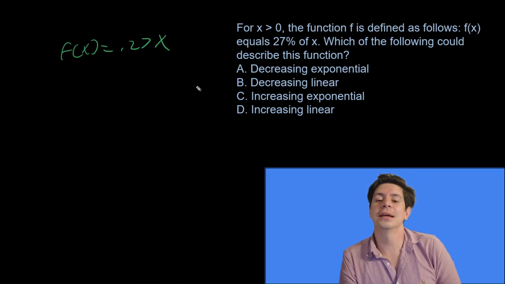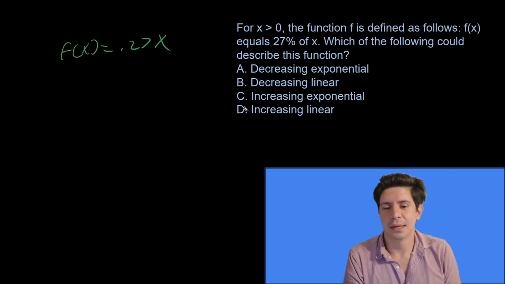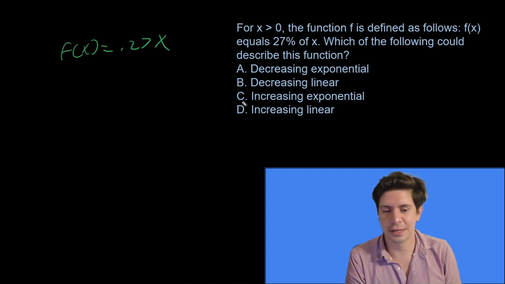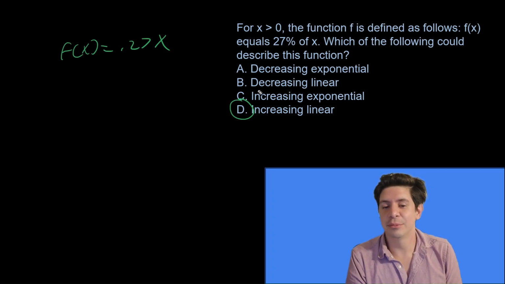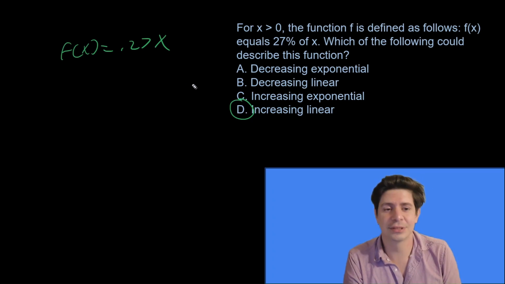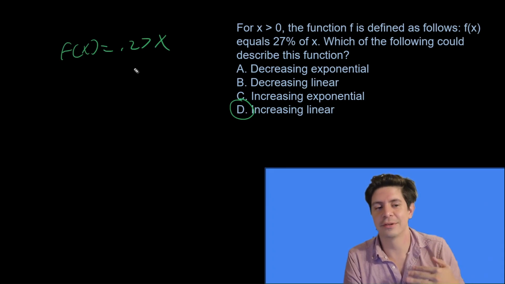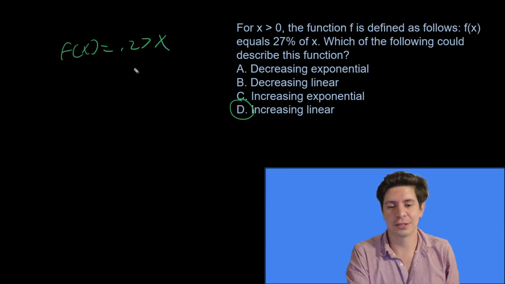It looks like, to me, a linear function, and it's positive, so it's increasing. So it's increasing linear. I think some people would say it's decreasing exponential because they're thinking of 0.27 to the x, but that's not what it's saying. It's 0.27 of x, so it's multiplication, D.